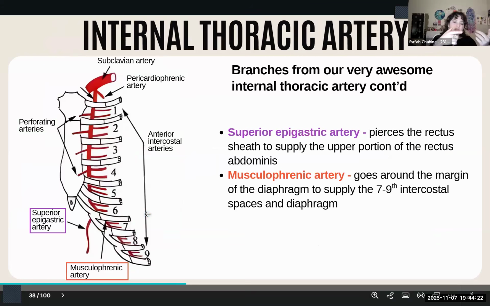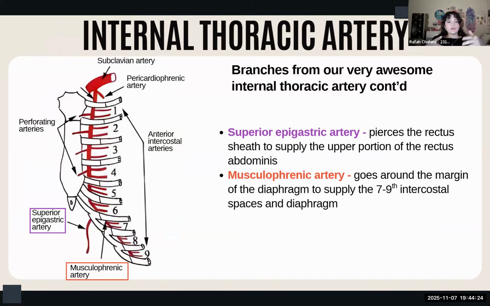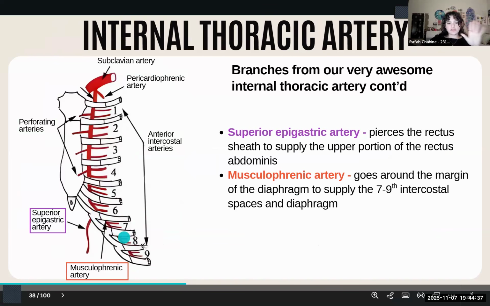What does it do? It pierces the rectus sheath, okay, which is a fibrous tissue-like covering of the rectus abdominis, which is the main muscle of your abdomen. It pierces that sheath and supplies the upper portion of the rectus abdominis, okay? And then obviously you have the musculophrenic. It supplies the 7, 8, 9 intercostal spaces and the diaphragm. Are we good?